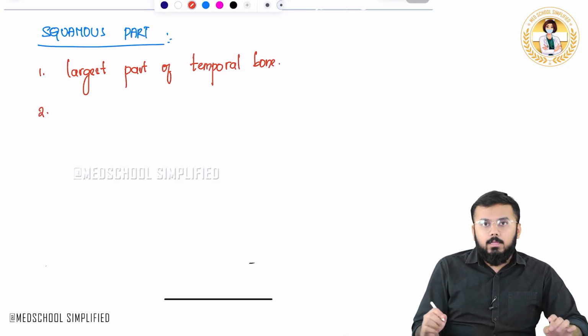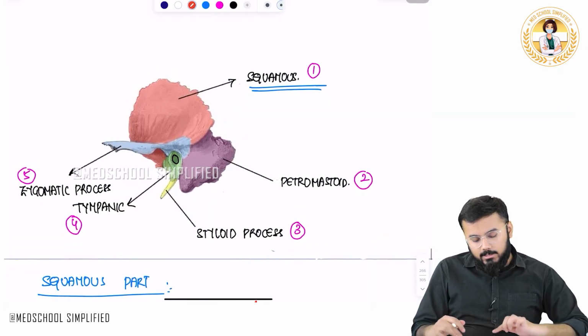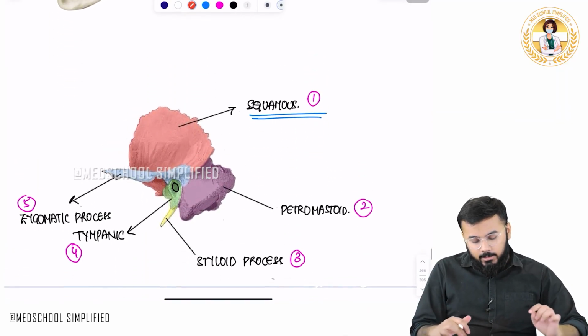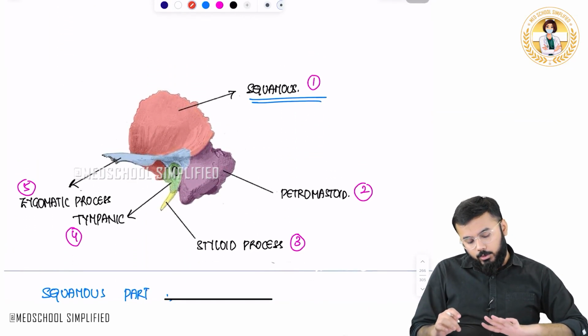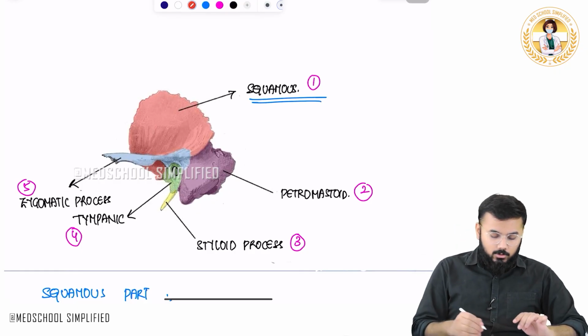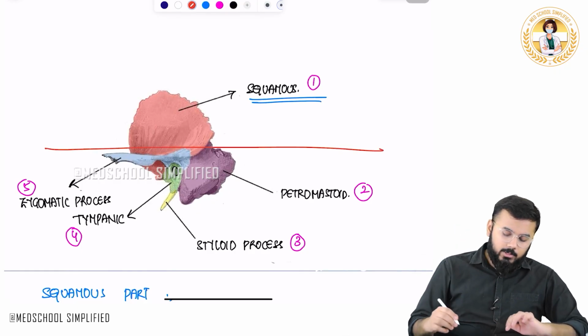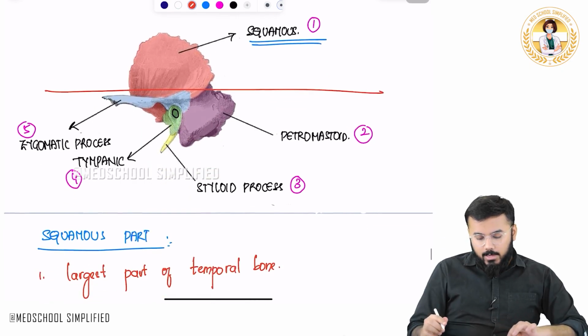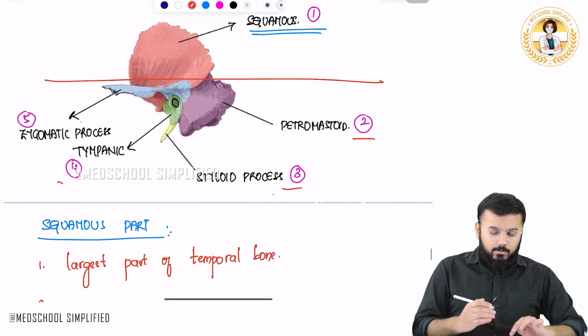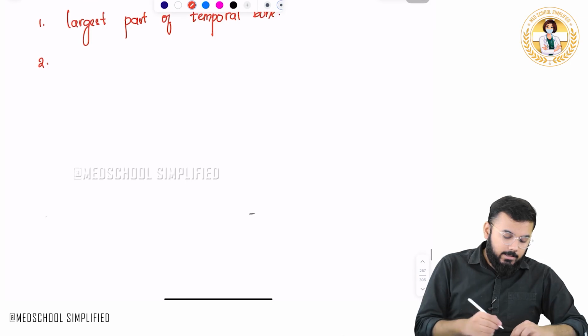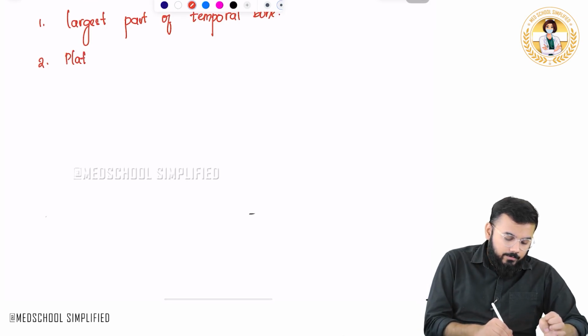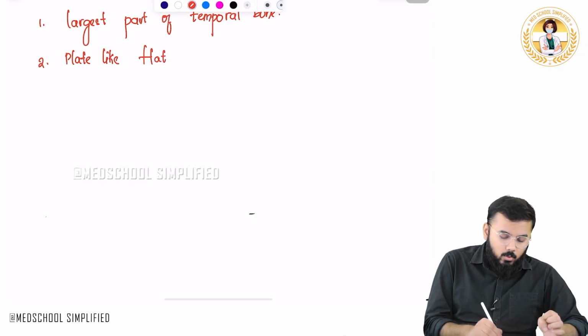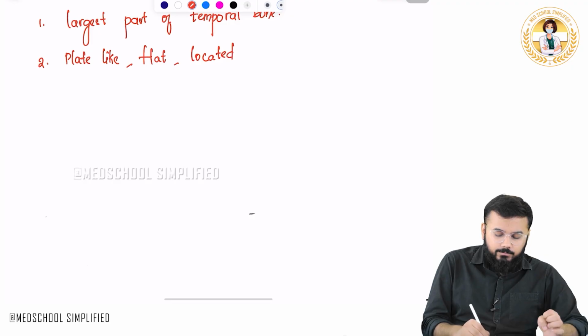The second important thing is that if you look at this, it looks like a plate, right? And this squamous part is the one located on top of all the parts. If I draw a line, the squamous part is located on the top, and bones number 2, 3, 4 and 5 are located below it. So it is a plate-like flat bone located superiorly.